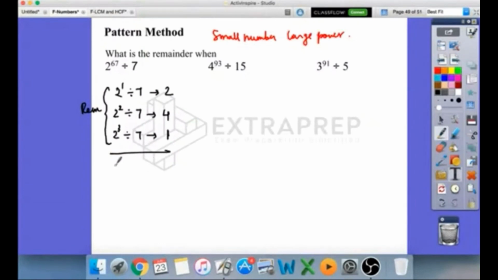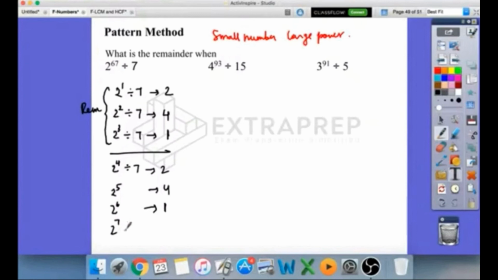For example, we don't need to write all that, but I'm just showing it so that you would understand it better. 2 power 4 divided by 7, 2 power 5, 2 power 6, 2 power 7. See, 2 power 4 is 16. 16 by 7, what's the remainder? 2. 2 power 5 is 32. 32 divided by 7, 28 goes off, you're left with 4. 2 power 6 is 64. 64 divided by 7, 9 sevens are 63 gone. How much is left? 1.